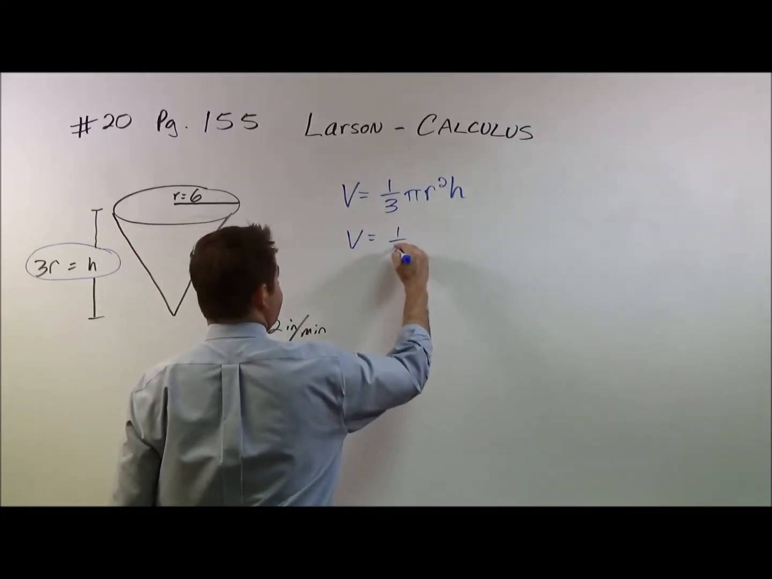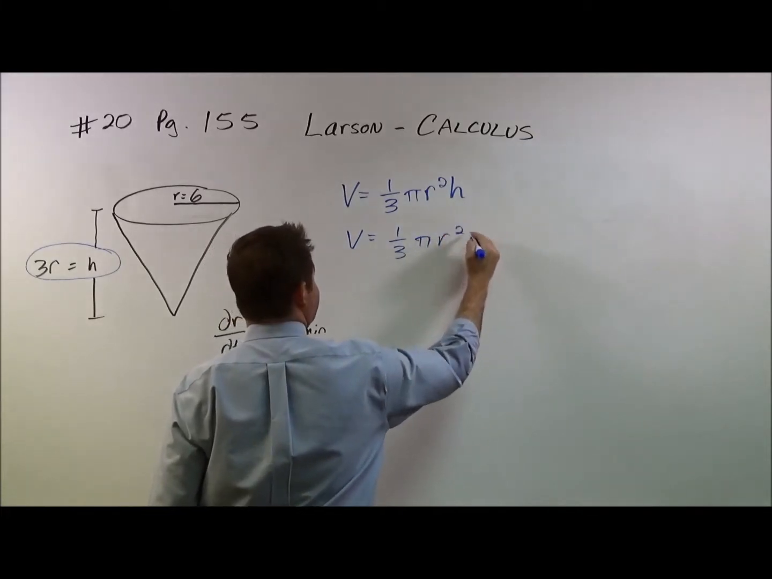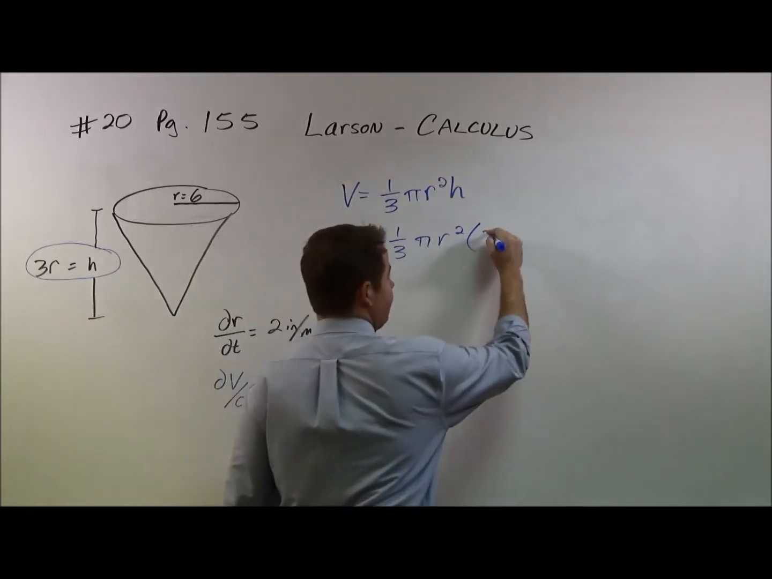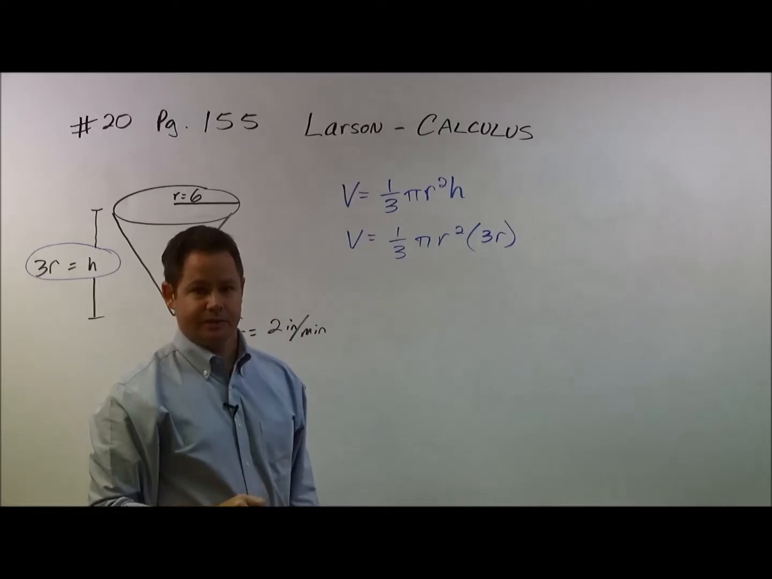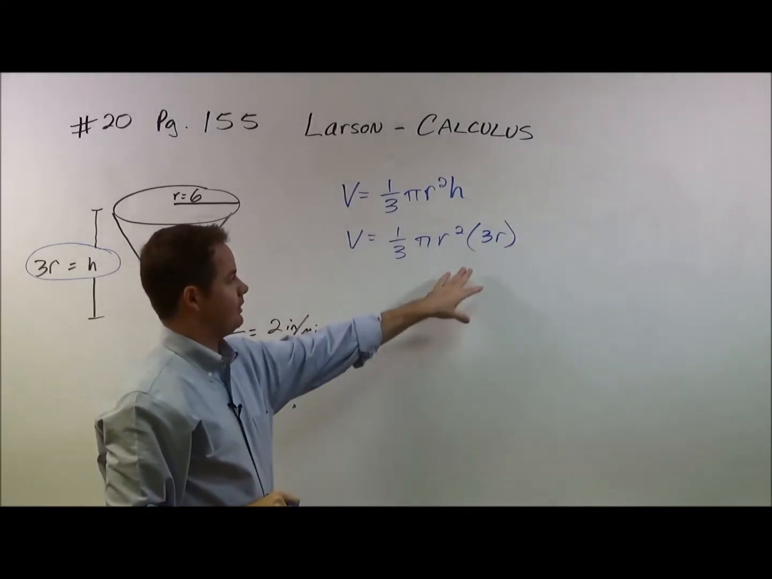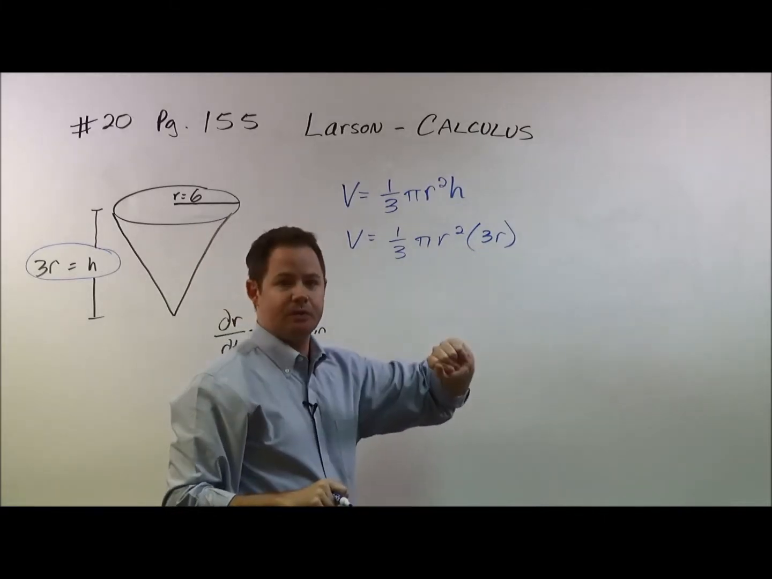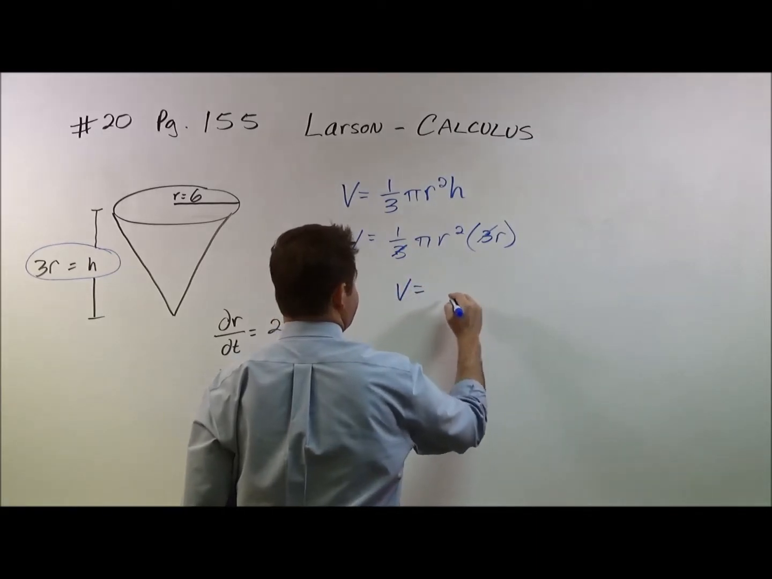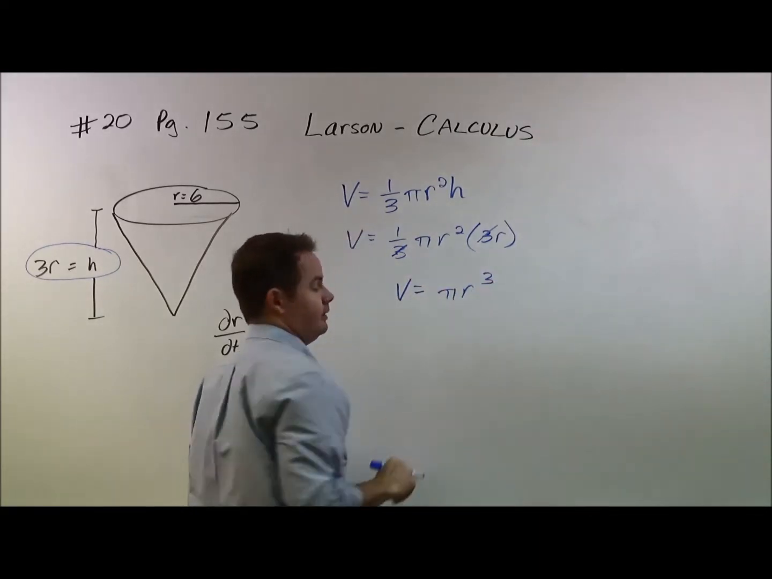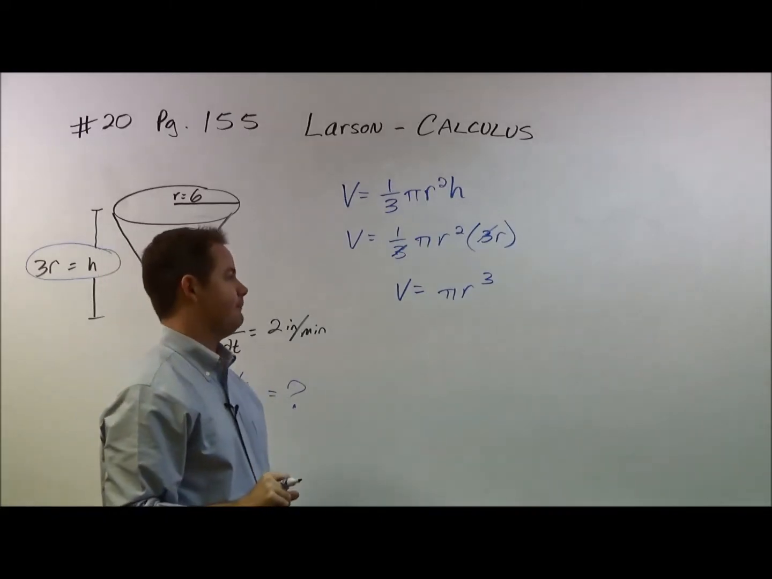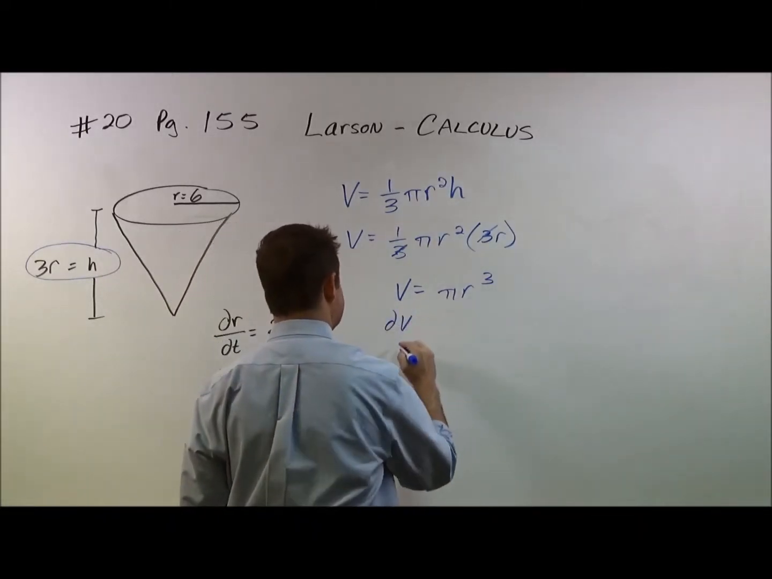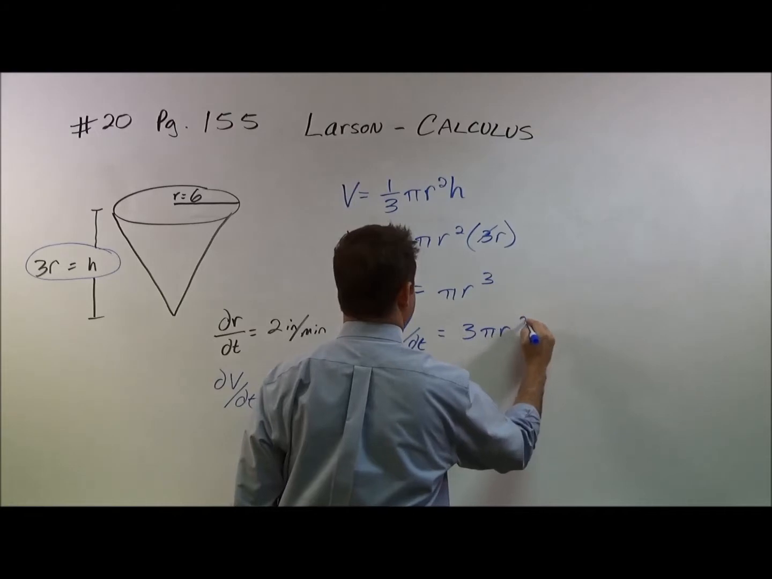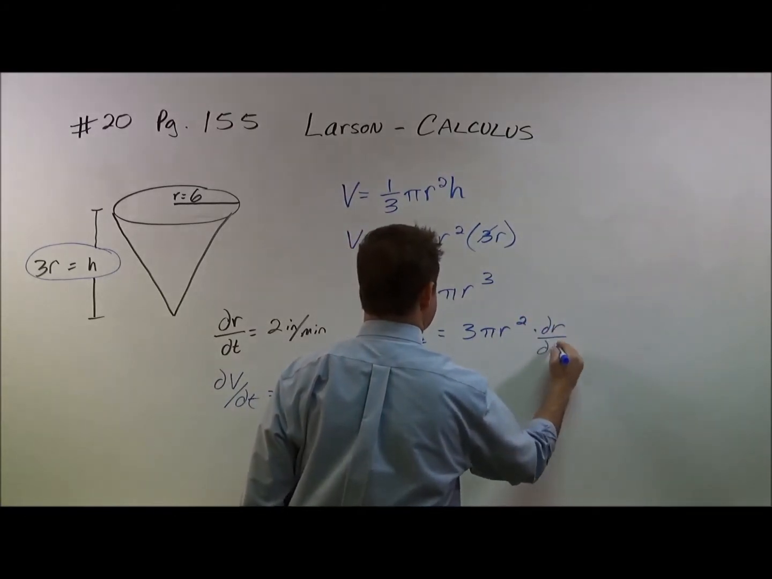Your volume is equal to 1/3 pi r squared h, but we can substitute 3r in place of h. That's something that the problem gave us directly. This makes our lives much easier for a lot of reasons. First of all, we're down to 1 variable. And second of all, check out what happens with the 1/3 and the 3. When we simplify, those cancel out, and our volume simplifies to pi r cubed. So now when we go to take dV dt, our job just became a lot easier. We have dV dt is equal to 3 pi r squared times dr dt.